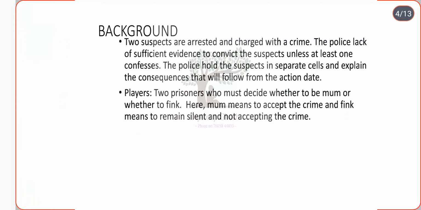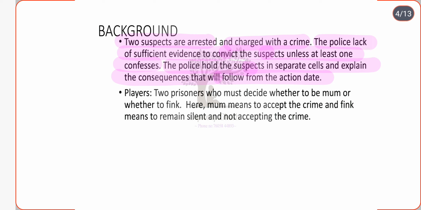So what is the background of the prisoner's dilemma? There are two suspects who are arrested and charged with a crime. The police lack sufficient evidence to convict the suspects unless at least one of them confesses. The police hold the suspects in separate cells and explain the consequences that will follow from the action they take.